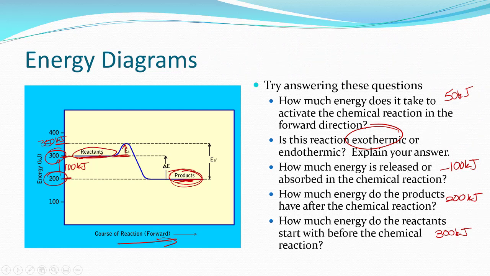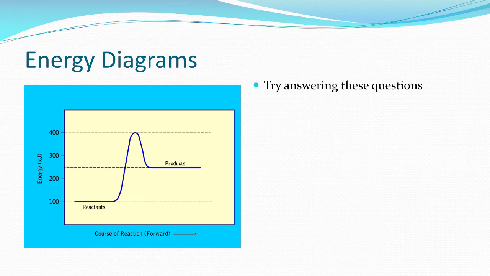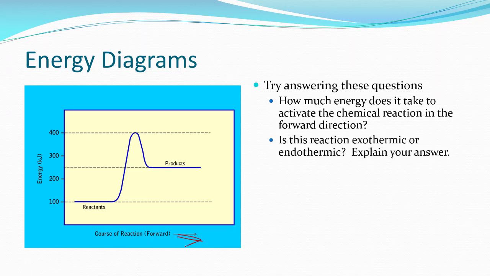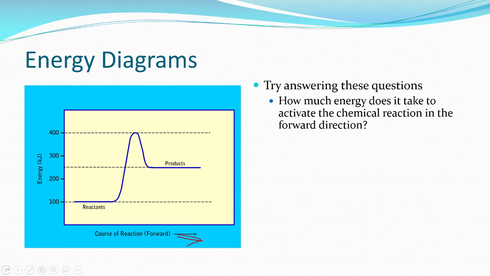Okay, let's try another one. You're going to notice that the graphs have less and less information. All right, so let's try another one. How much energy does it take to activate the chemical reaction in the forward direction? Forward, again, forward direction. Okay, so reactants up to the products here. We're starting at 100, going to 400. Your answer should be 300 kilojoules.